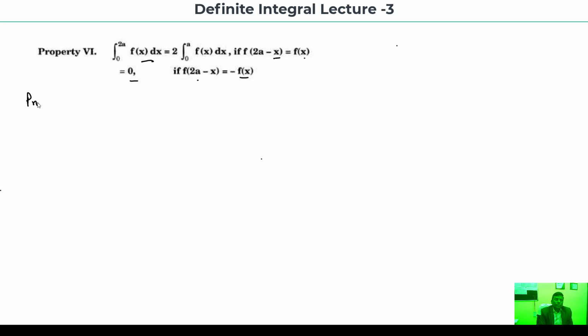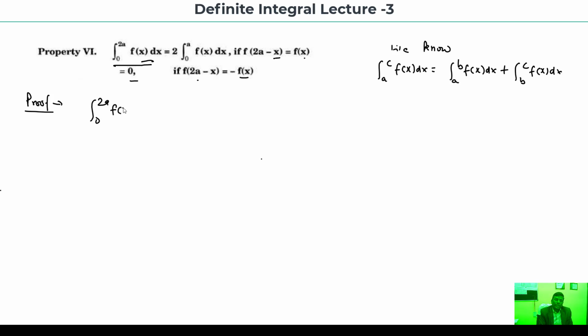So, proof of this property. We know the integral from a to c of f(x) dx is equal to the integral from a to b of f(x) dx plus the integral from b to c of f(x) dx. Let me write the LHS of this: the integral from 0 to 2a of f(x) dx is equal to the integral from 0 to a of f(x) dx plus the integral from a to 2a of f(x) dx.